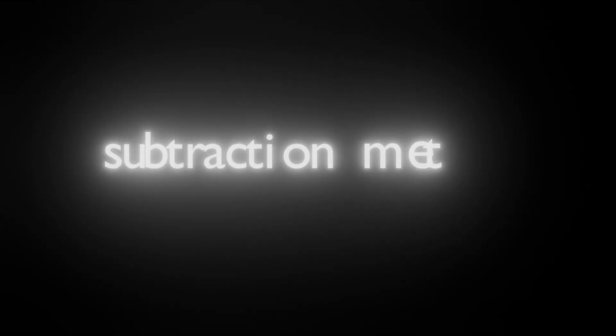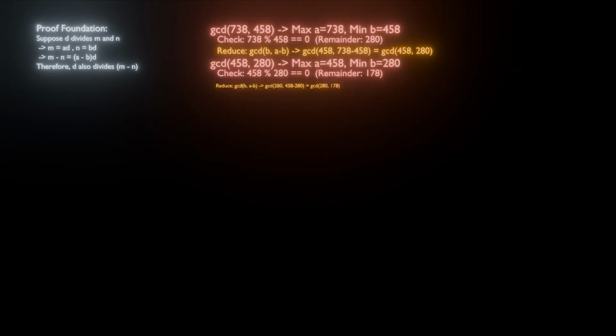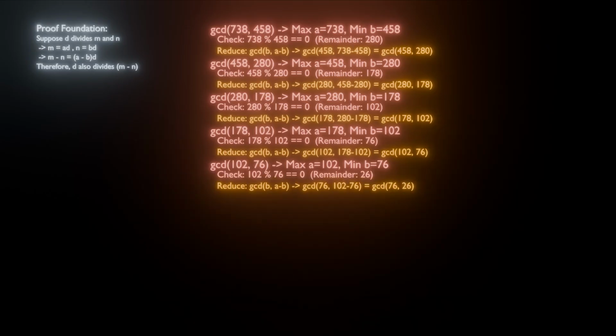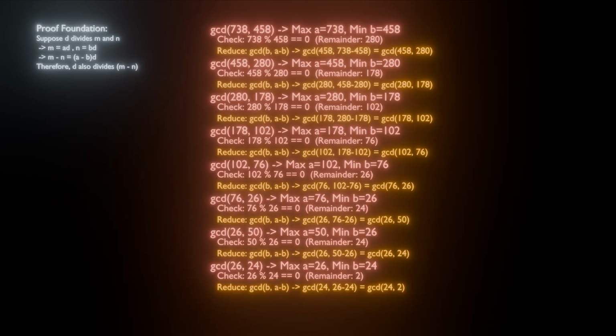So brother, what is the optimal way to do this? We have another method called the subtraction method. The math tells us the GCD of m and n is the same as the GCD of n and m minus n. We just keep subtracting the smaller number from the bigger one, much faster.